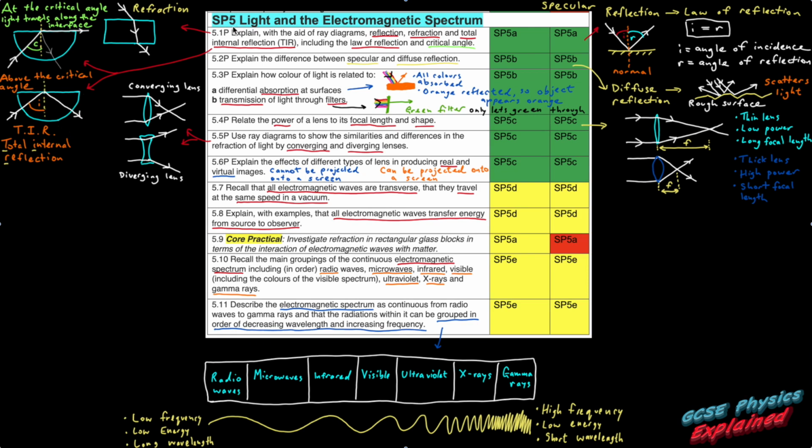Unit SP5, the fifth unit from paper 1, which is about light and the electromagnetic spectrum. You've got to be able to explain with the aid of ray diagrams reflection, refraction, total internal reflection, including the law of reflection and the critical angle. So over here you can see refraction is when the light is bending, or any wave is bending. At the critical angle, the light travels along the interface of the surface.